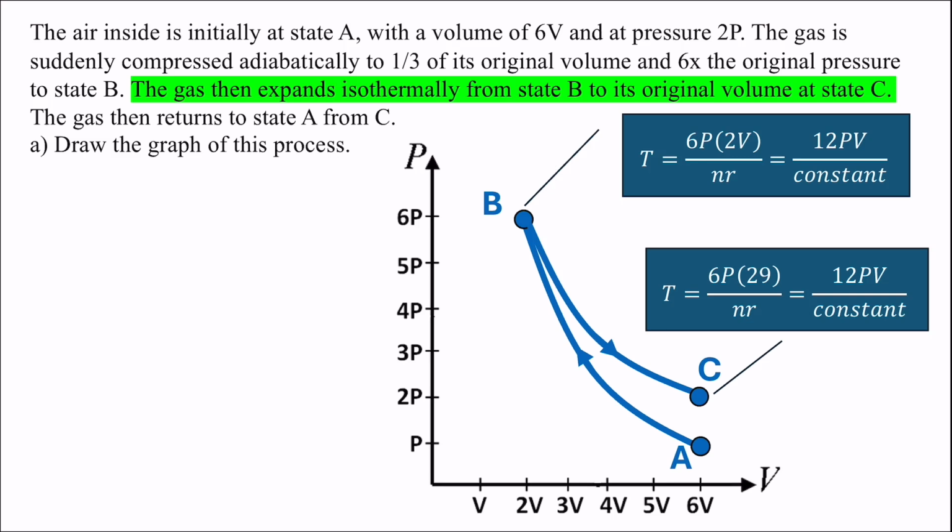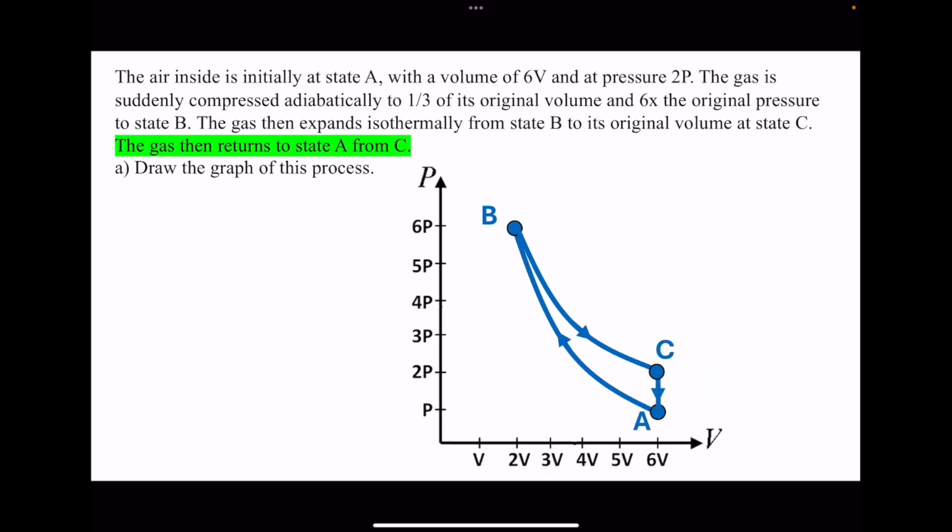Now, for any isothermal process, it's going to be less steep than an adiabatic process, which the graph shows here. Finally, the gas is going to return to its original state at point A, so it's going to decrease pressure at a fixed volume back to point A.